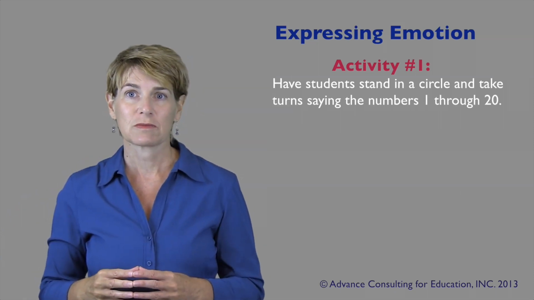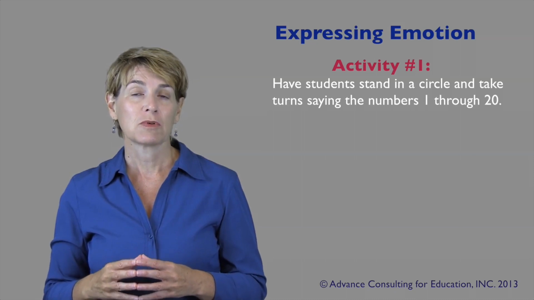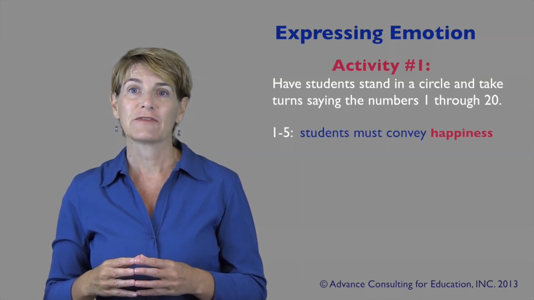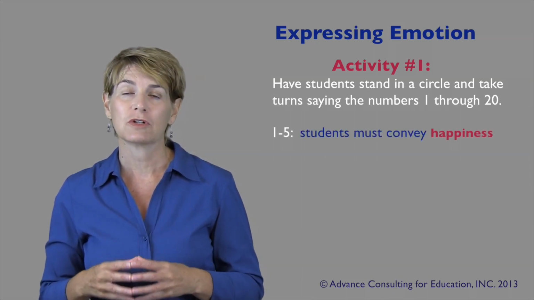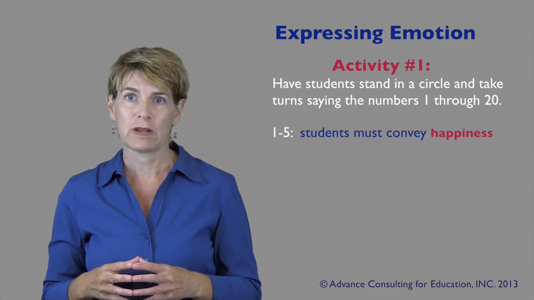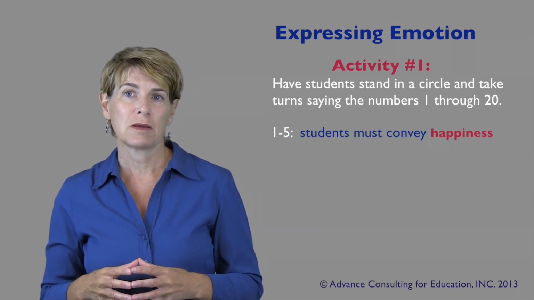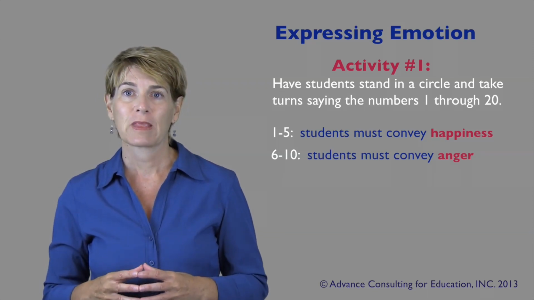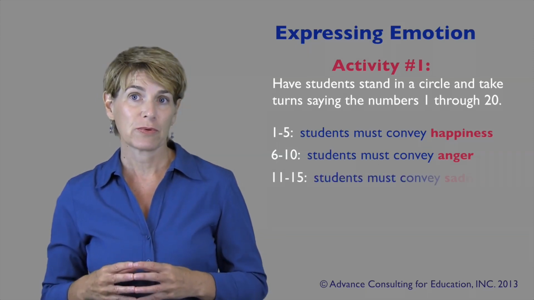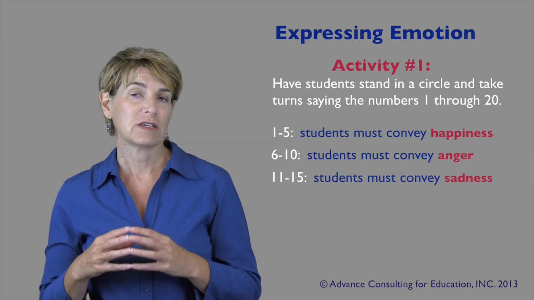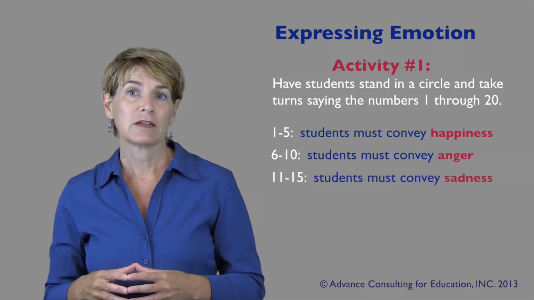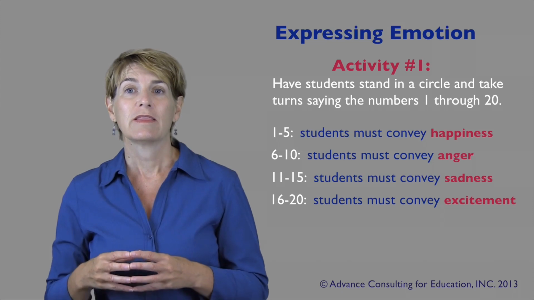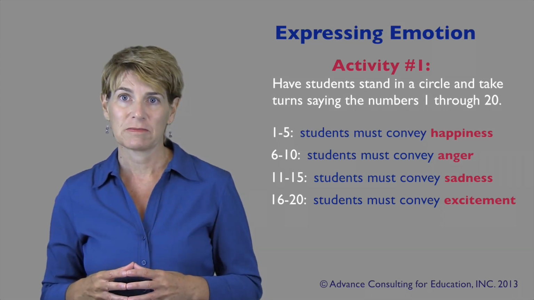However, here's the twist. If students say the numbers 1 through 5, they have to somehow convey the emotion of happiness through how they say the number. If they say the numbers 6 through 10, they have to convey anger. And if they say the numbers 11 through 15, they have to convey sadness. And finally, the numbers 16 through 20, they have to convey excitement.